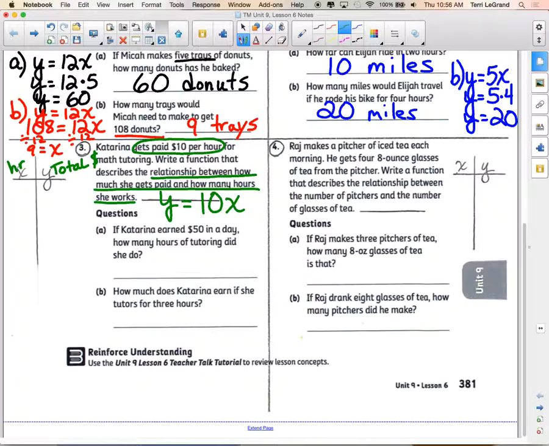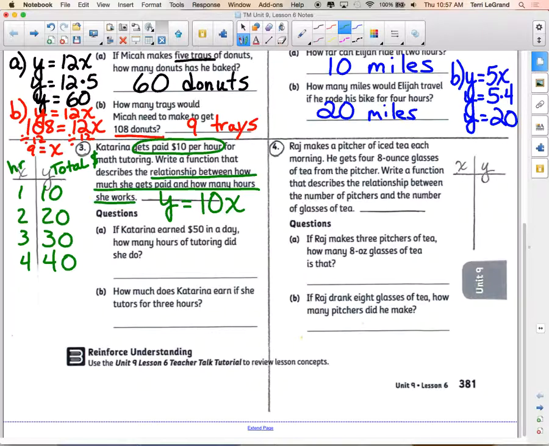Let's do this through 4 hours. 1, 2, 3, 4. If she tutors for 1 hour, how much money is she going to make? $10. If she tutors for 2 hours, $20. If she tutors for 3 hours, $30. If she tutors for 4 hours, $40. In other words, we just take the number of hours and do what with it?